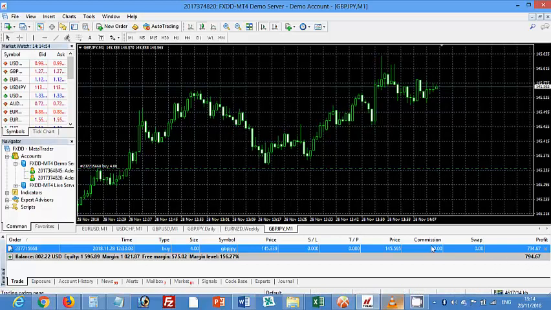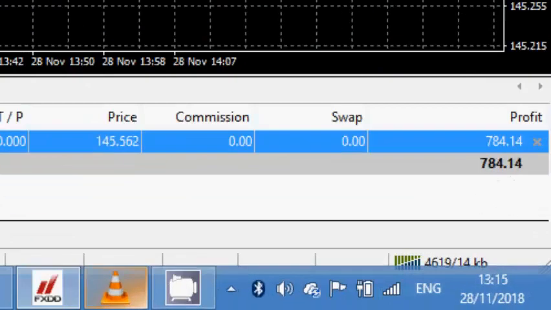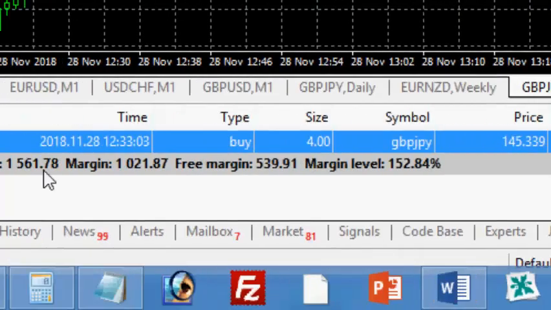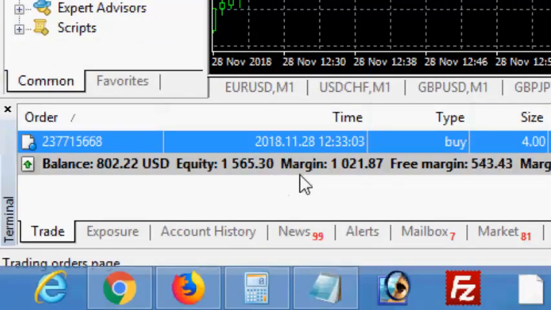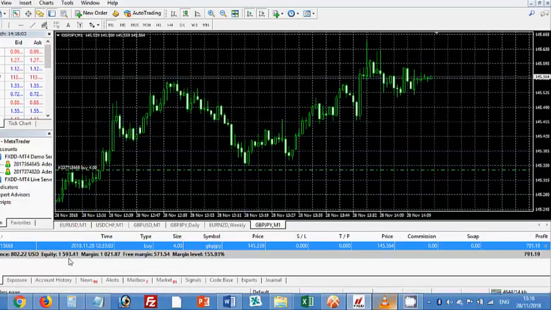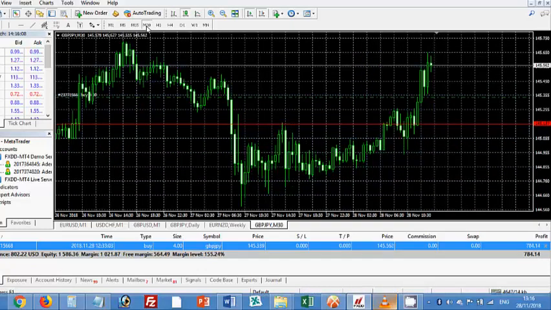Okay, this is 15 minutes past 1 now. You see that this trade has gone in our favor, and I've made $752 as profit. But what we can see here in the equity is that I've made $1,565. So that is it. I've made 56% of the initial capital. Now we see that the support region is really strong, and the buy signal is what is really working.